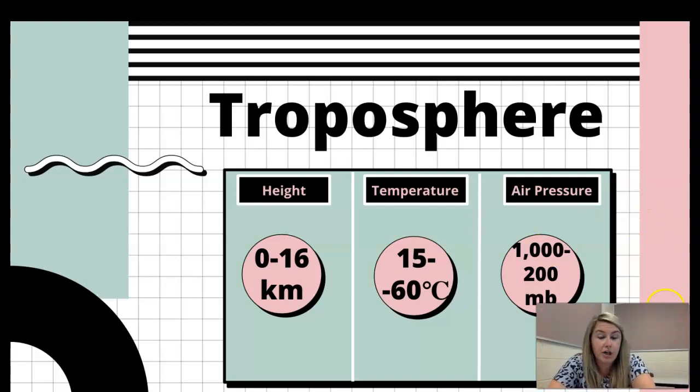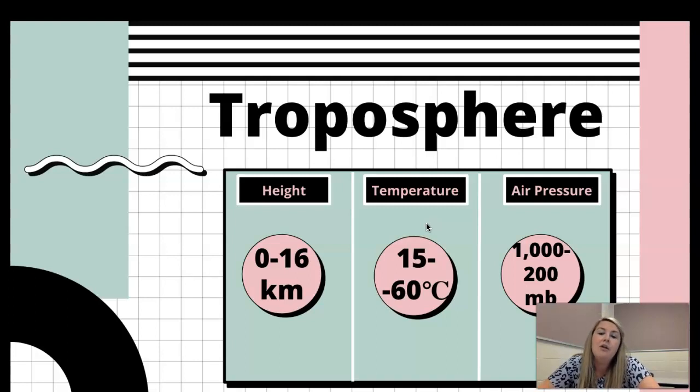Now for the temperature, the average temperature of the troposphere can go from 15 degrees Celsius to negative 60 degrees Celsius. We know that in the troposphere it's warmer down by the surface where we live, and as you go up it gets cooler. So that negative 60 would be at the very top of the troposphere where it's reached its coldest point.